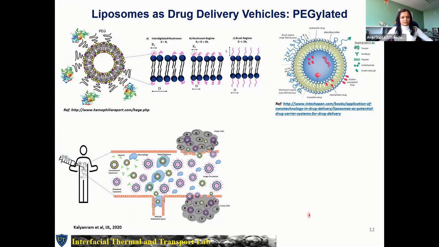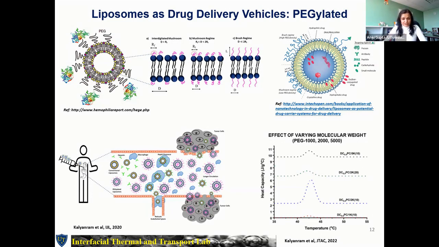In this review article, we talked about various polymer-based formulations and how adding polymers to liposomes can increase their circulation times because they don't get attacked by macrophages as quickly. And I'm not going to discuss too much what these peaks mean, but I just wanted to show you real quickly that depending on the molecular weight of PEG, we can see how it changes the lipid bilayer phase behavior on DSC.